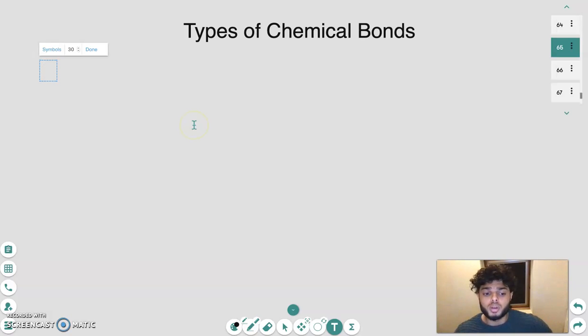We'll be going through one of them in a little bit more detail, and the other two I'm just going to give you a slight outline into how they occur and when they occur, just so you can spot a few key differences between the types of chemical bonding.